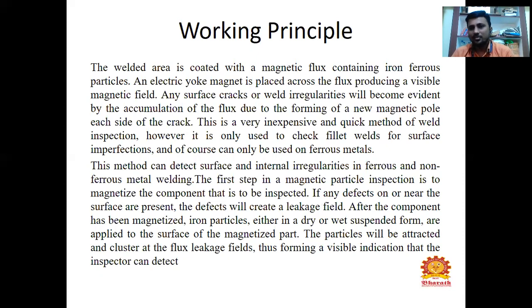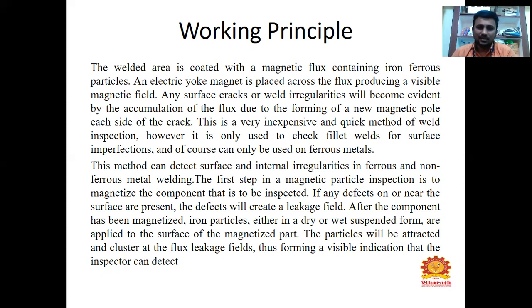Most weld inspection uses this electromagnetic method. However, it is only used to check fillet welds for surface imperfections, and of course it can only be used on ferrous materials. We cannot use it on all materials; we can only use it on ferrous material. The method can detect surface and internal irregularities in ferrous and non-ferrous metal welding.